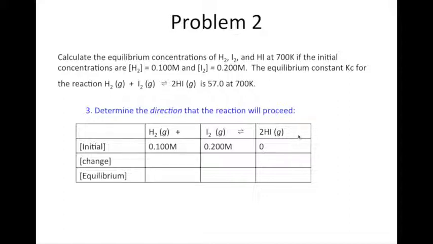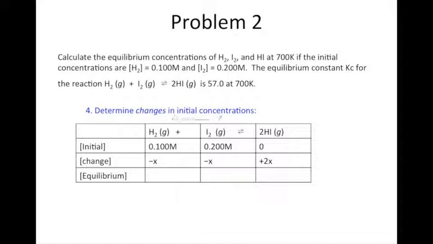Now, let's determine the direction the reaction will proceed. We don't have any product, so the reaction will always go in the direction where you have a 0. So if my 0 is over here on the product side, the reaction will go from left to right. Now that tells me that the concentrations of my reactants will decrease, and the concentration of my product will increase as it approaches equilibrium. So that helps us with the next step, determine the changes in equilibrium.